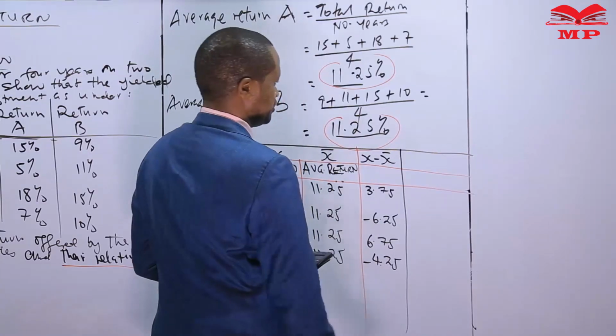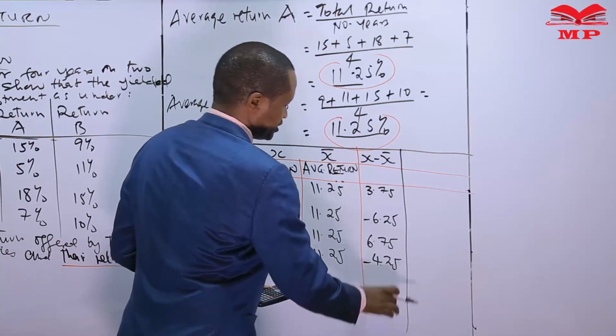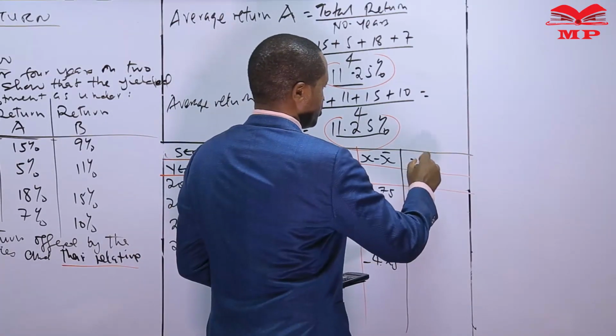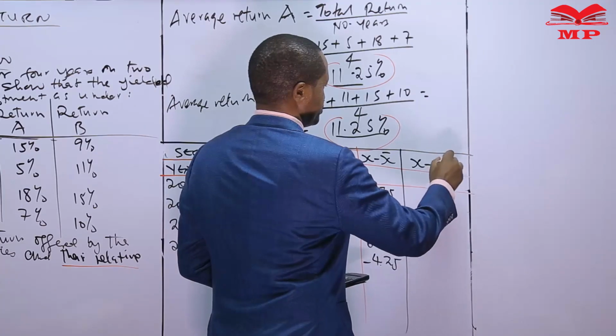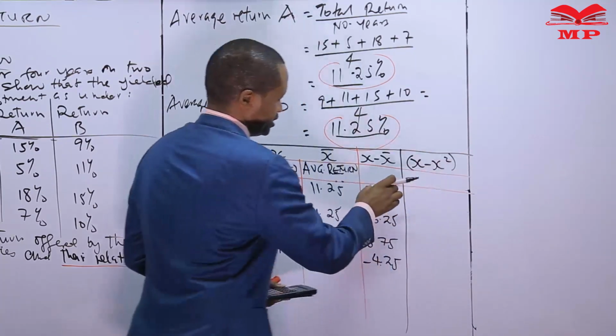Next we'll have to do away with the signs by getting the square of the deviations. So we need to square these deviations.